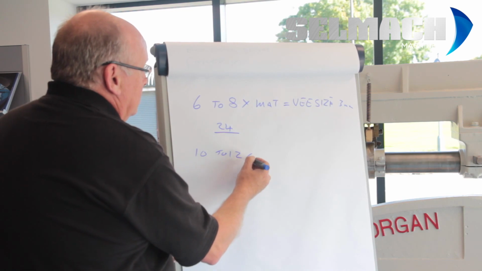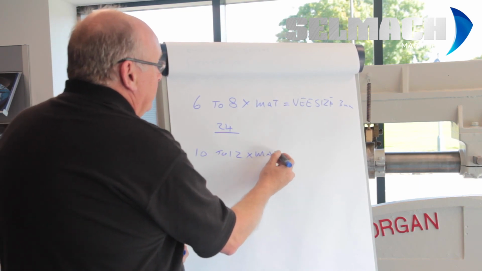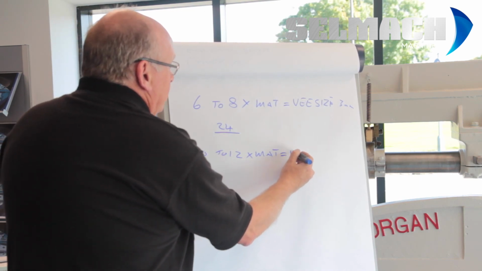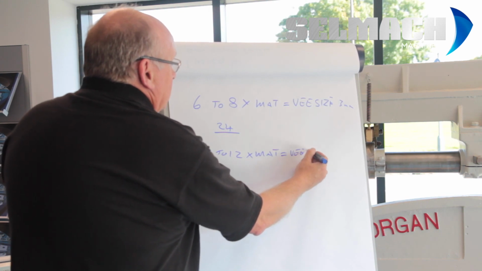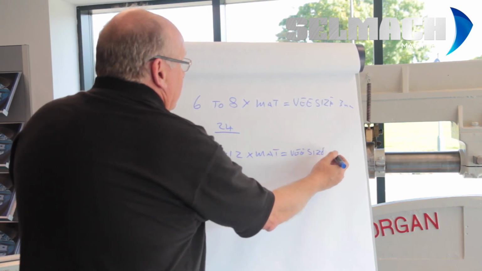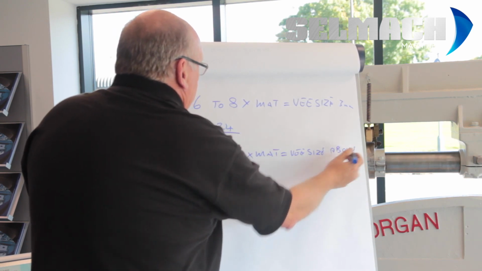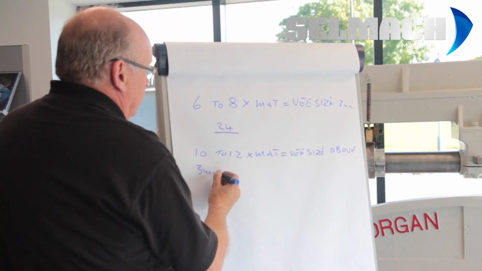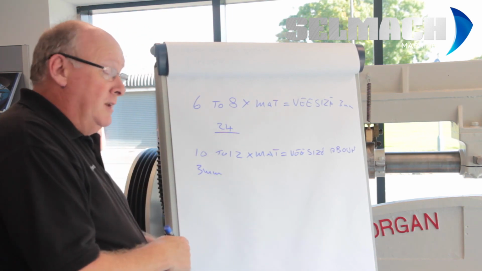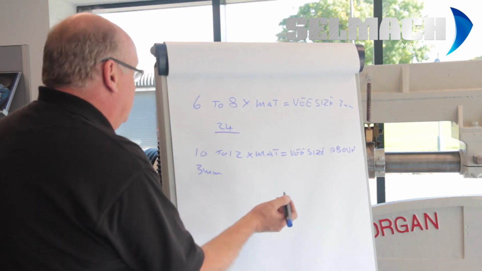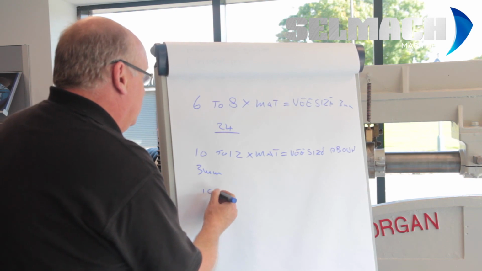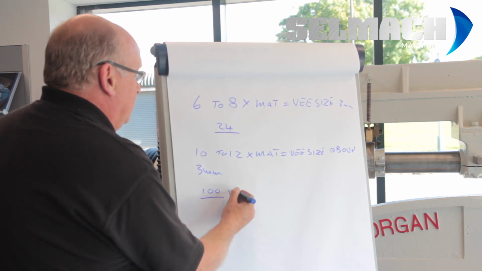10 to 12 times material equals V size above 3 mm. So if you're folding 10 mm plate, 10 times 10 mil is 100 millimeter V.